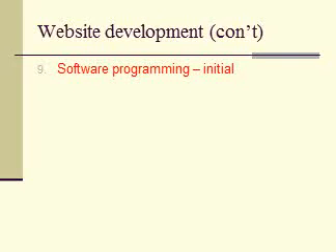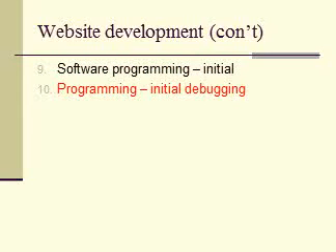Software programming initial. This is the initial creation of program code, including the code required to incorporate artwork into the program, plus program documentation. Programming initial debugging. This is debugging the programming of software to eliminate errors found in internal testing of completed program modules to be used on the website.